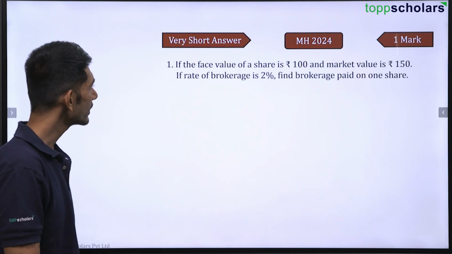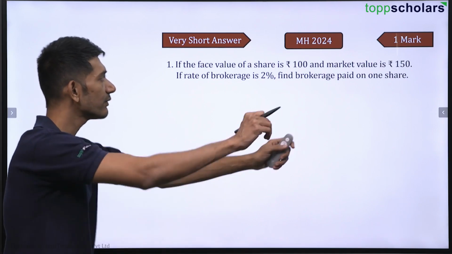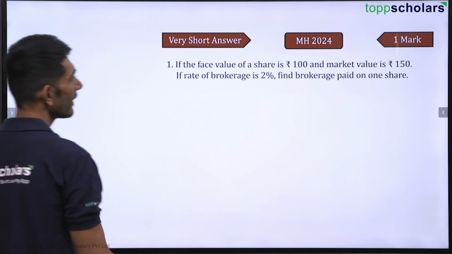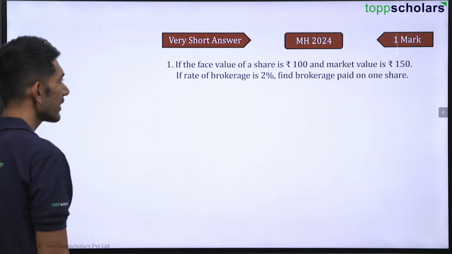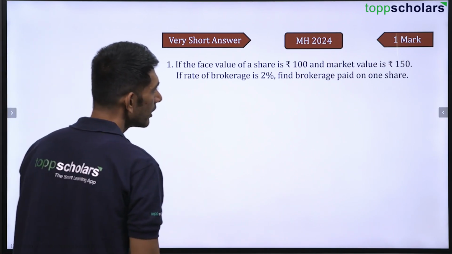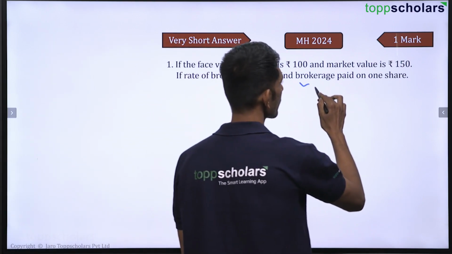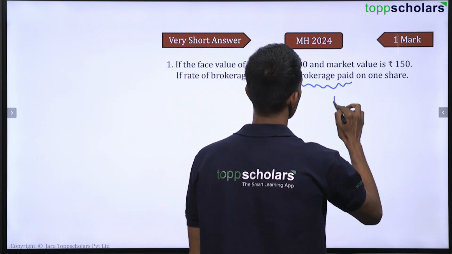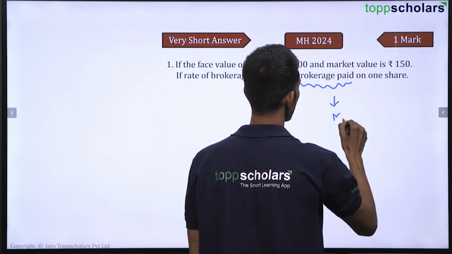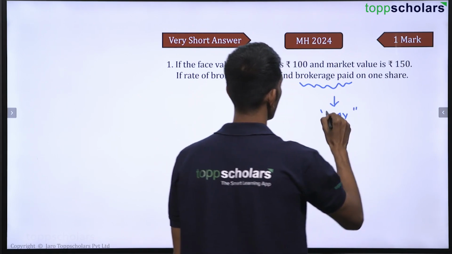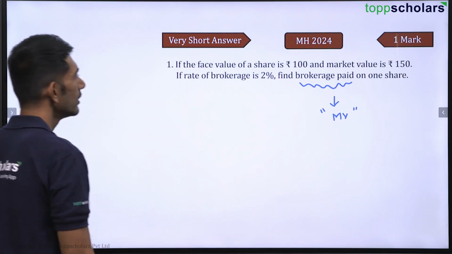Let's continue further. Let's have a look at a new question. It says, if the face value of a share is rupees 100 and market value is 150, if the rate of brokerage is 2%, find the brokerage paid on one share. See, brokerage is always paid on the market value.